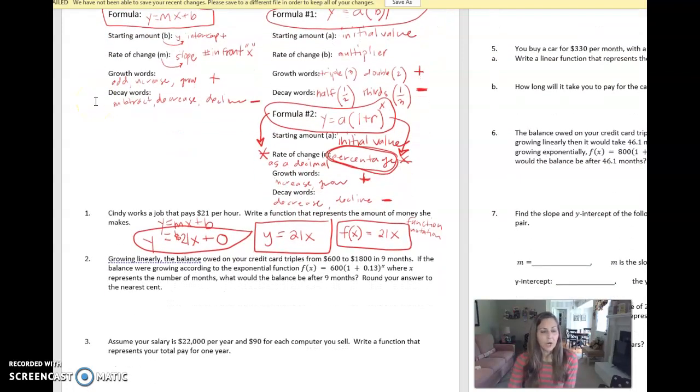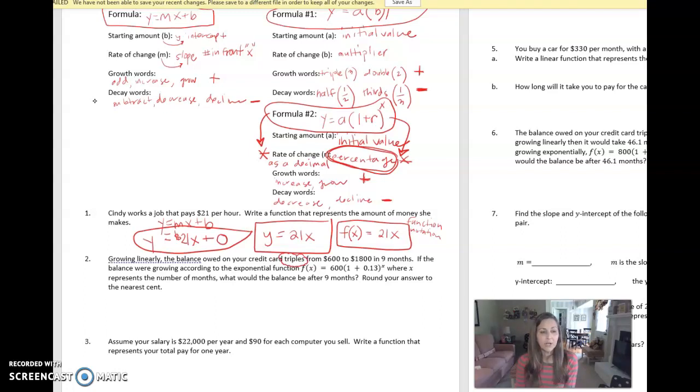Let's look at number 2. Growing linearly, the balance. Now this one's tricky because I hear the word linear, but then I'm actually given an exponential equation. The balance on your credit card triples from $600 to $1,800. Now triple is one of your key words.